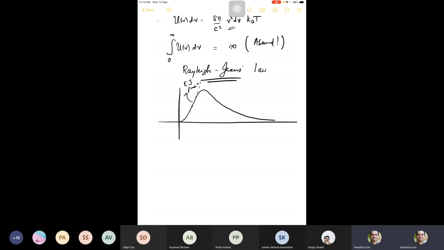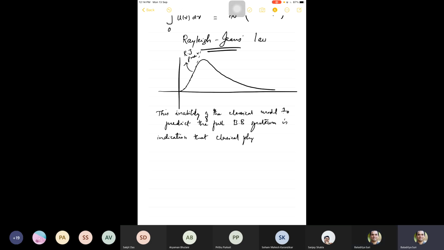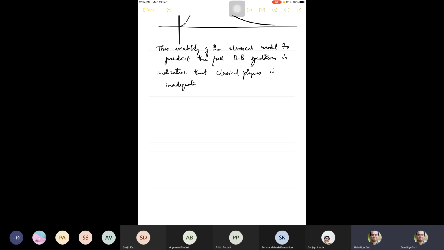So people started figuring out what was the reason, and this failure of the classical model, and thereby the equipartition energy, to predict the full black body spectrum was enough of a warning to suggest that classical physics was inadequate. This inability of the classical model to predict the full black body spectrum is an indication that classical physics is inadequate. So then people started looking at what might be alternatives.